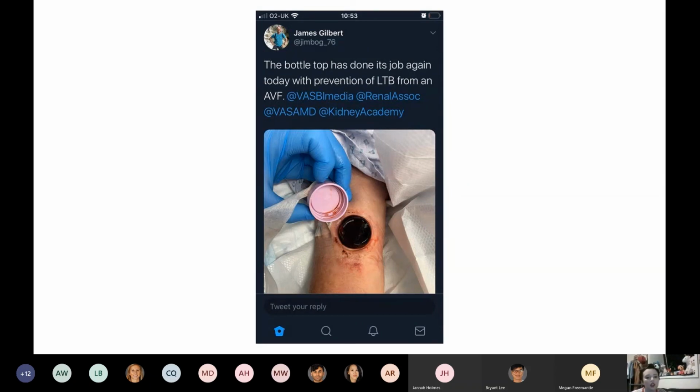So this is a patient where evidently that's happened. And what they've done, they've put a bottle top on top of it, and it seems to have been effective at clotting the blood. Doesn't look particularly pleasant, but that's potentially saved their life. So that's just an interesting point about fistulas and highlights the fact that injury to a fistula can be life-threatening.